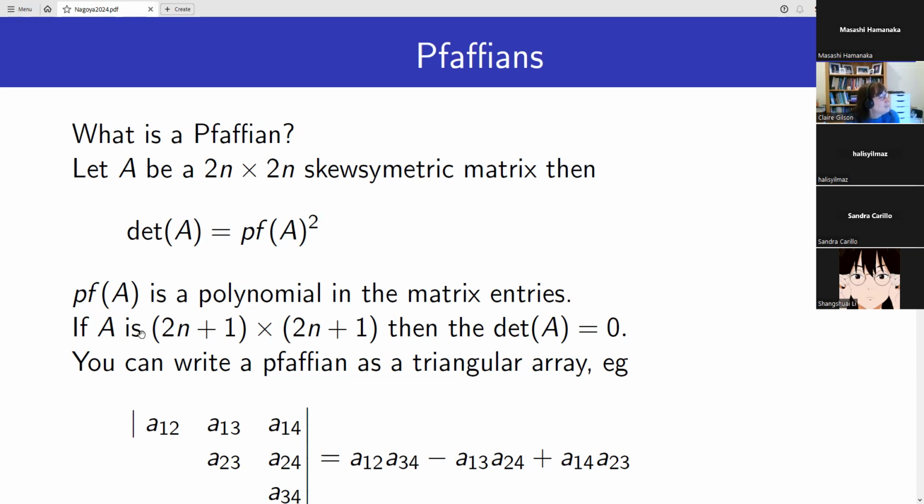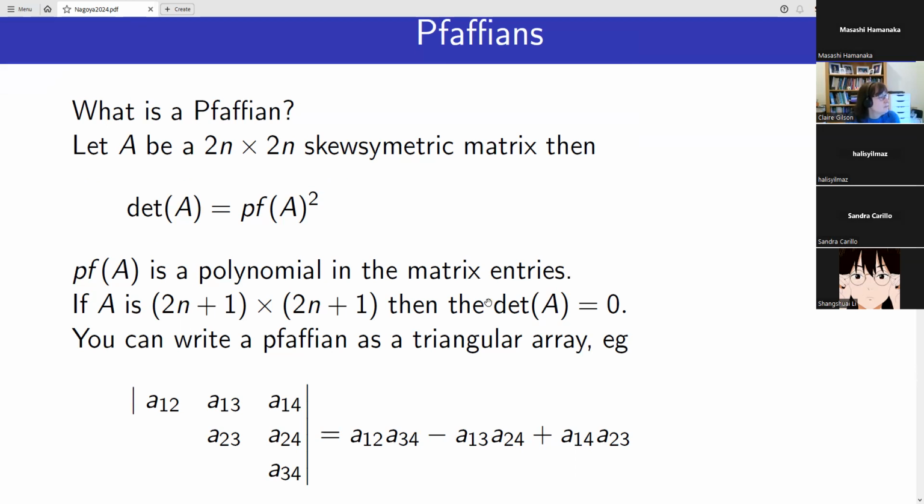And if you do this with a 2n by 2n matrix, you get a square for the determinant. If you do it with a (2n plus 1) by (2n plus 1) matrix, then you get 0, because the determinant of A for odd size skew symmetric matrices is 0. So the Pfaffian for odd size is 0, and for even size it's non-zero.